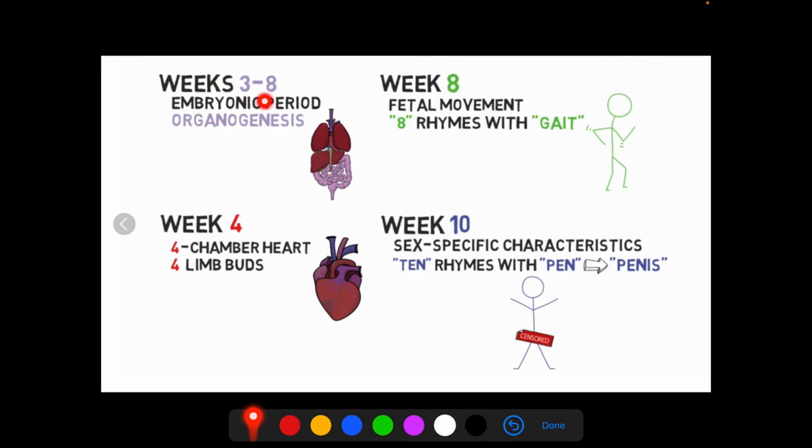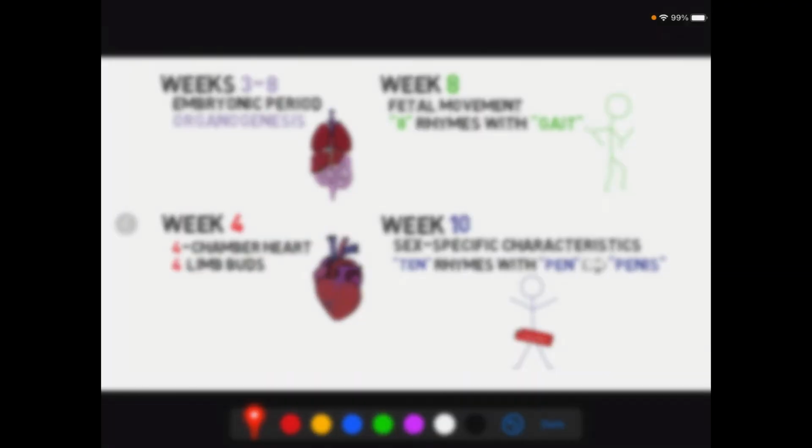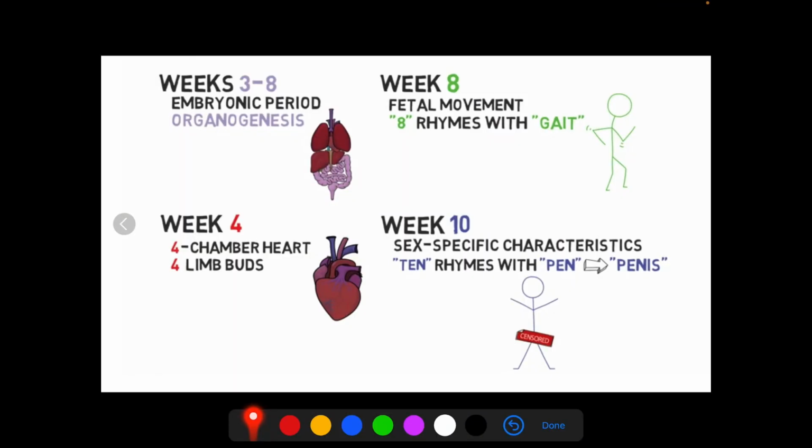From week 3 to 8 there will be organogenesis. From week 4 they will form the 4 chambers of the heart and 4 limbs. Week 8 will be gait, so the embryo starts moving by week 8. With week 10 will be the penis or genitalia. They will form the genital area.